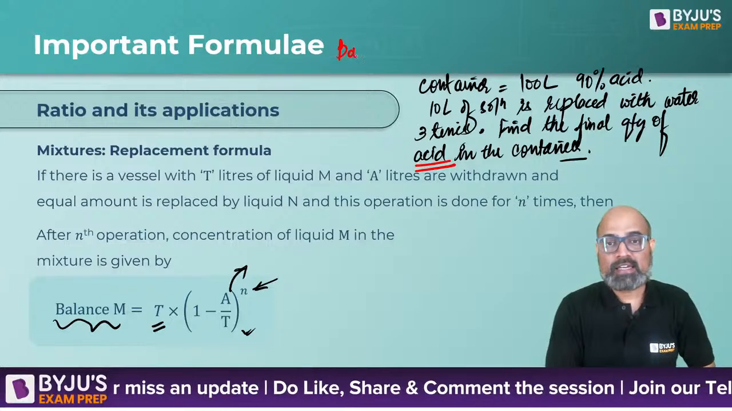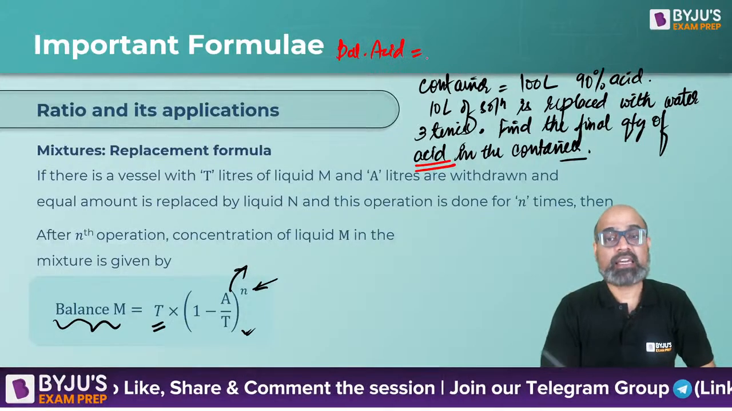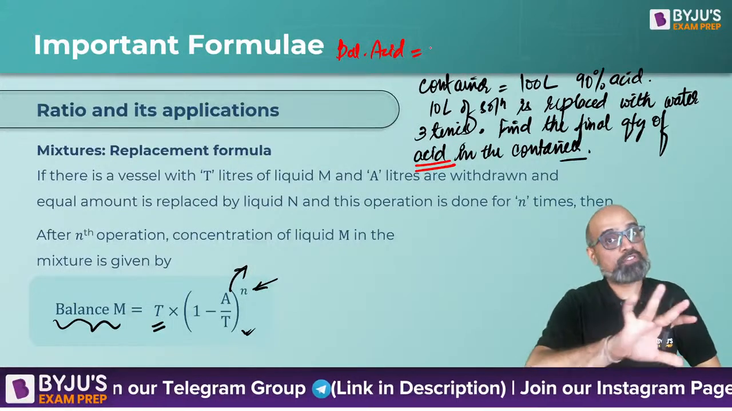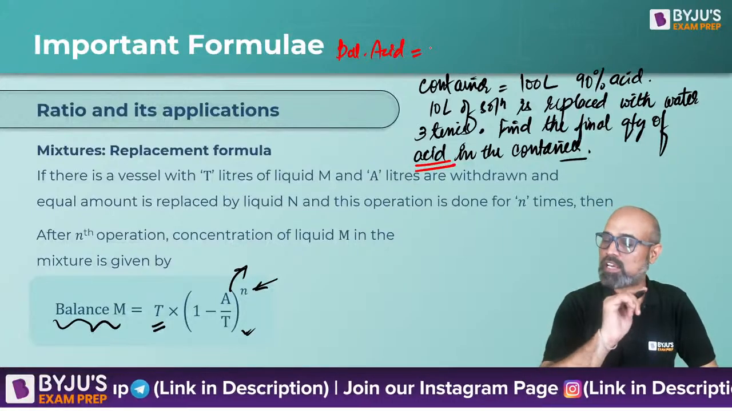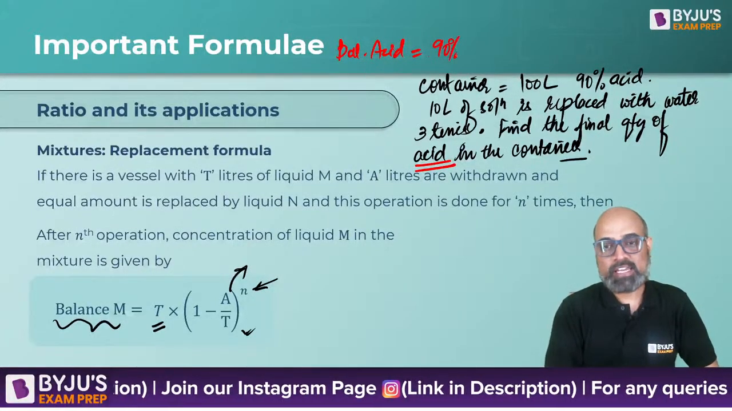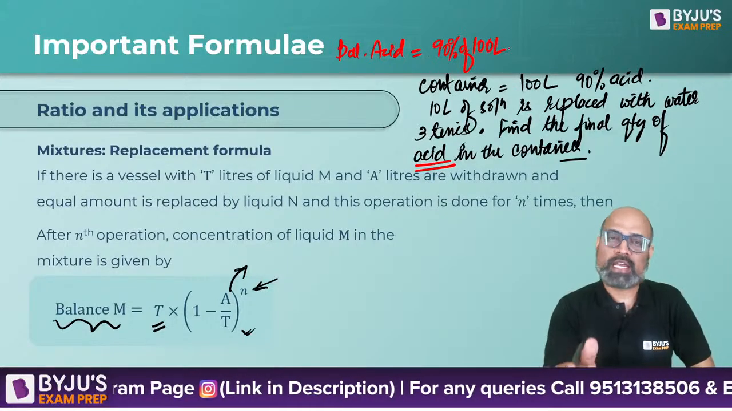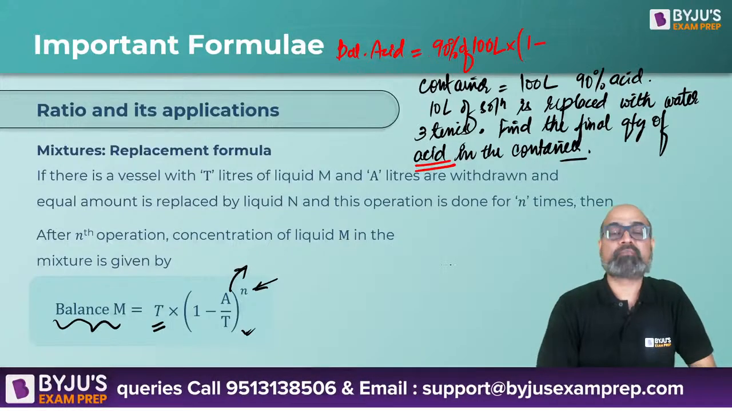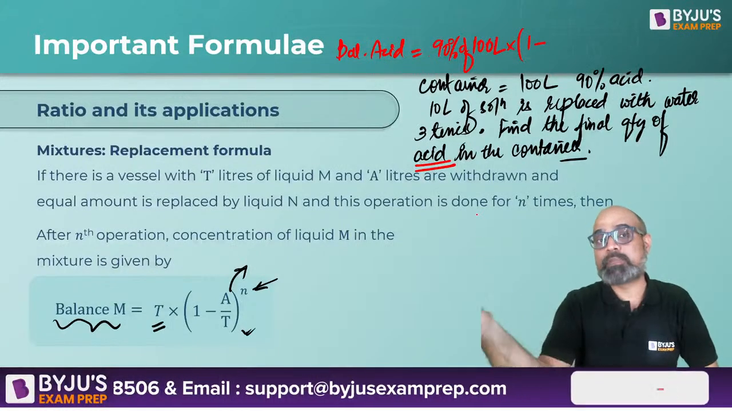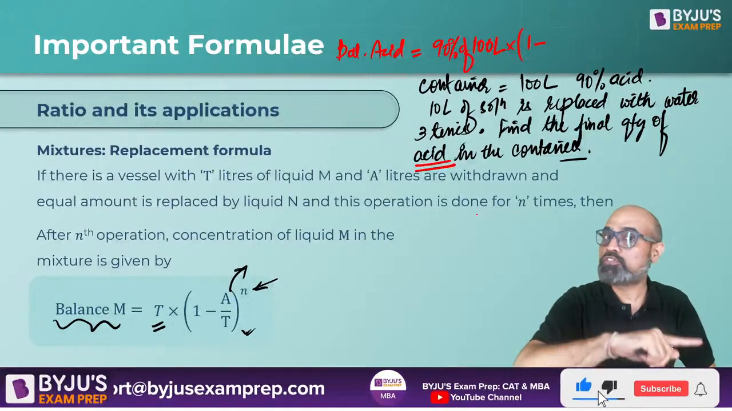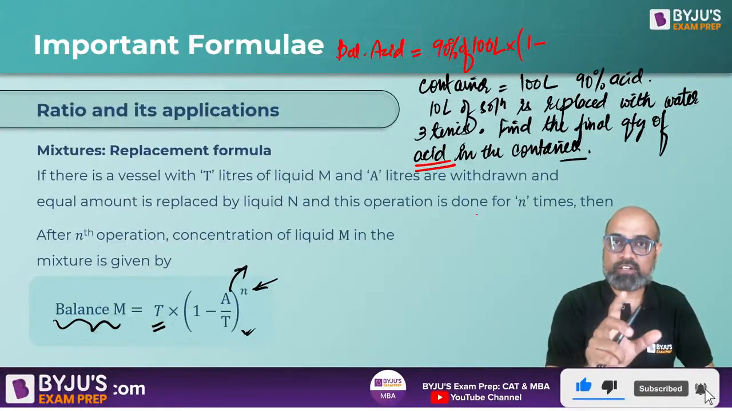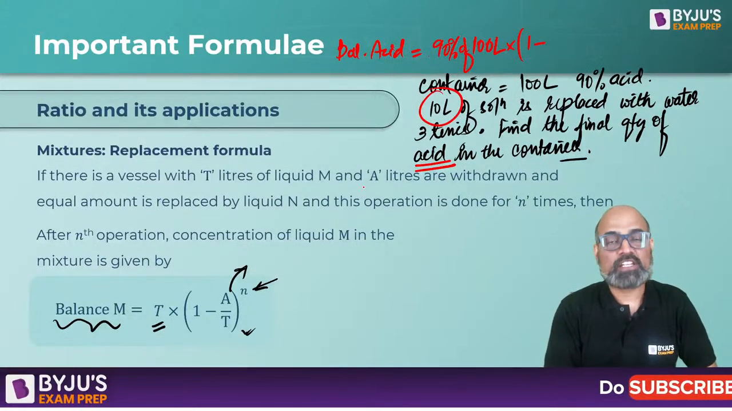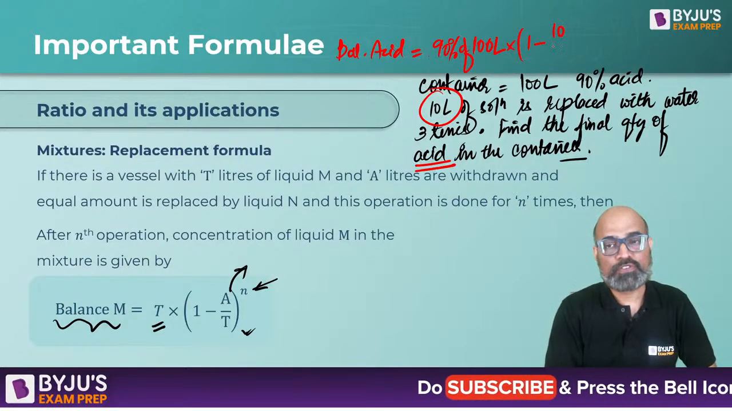So we will say that balanced acid in the container will be how much of acid initially? Do we have the entire 100 liters acid? No. We have only 90% of 100 liters. You can also write this directly as 90 liters. Okay. Into 1 minus. How many liters is being removed? Remember, you don't have to find how many liters of acid. How much total are we removing? Only concentrate on that. It's already given in the question. 10 liters is being removed.